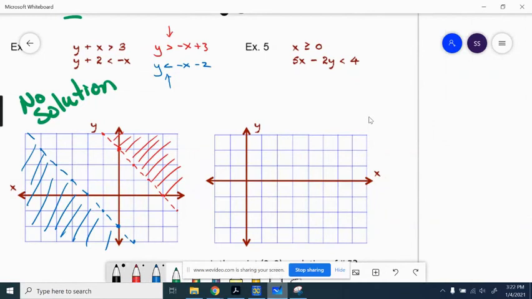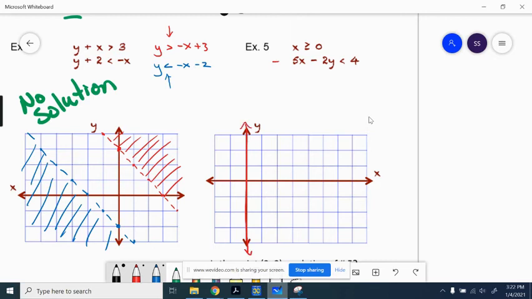Okay? All right, example 5. Switch back over. First one's already set for us. X is greater than or equal to 0. Okay, well, that is just going to be a solid line. That's basically going to be our y-axis.